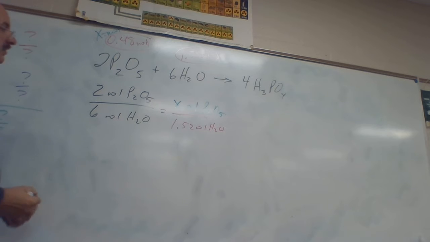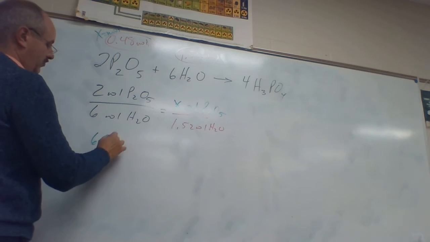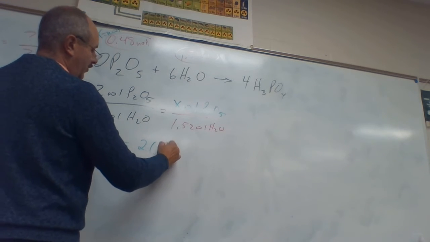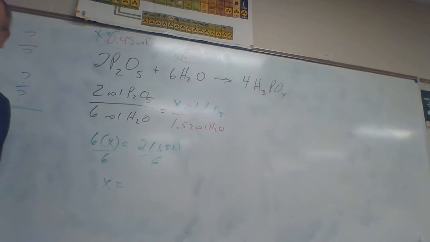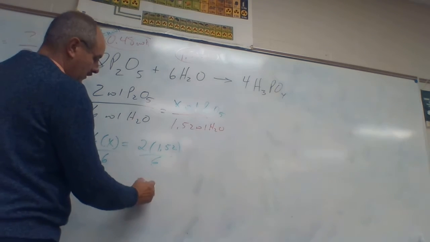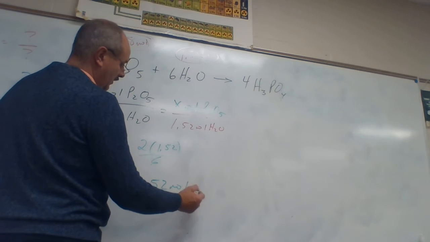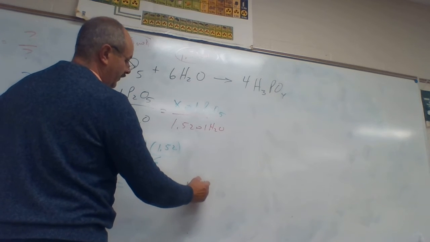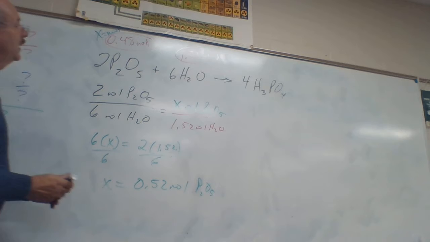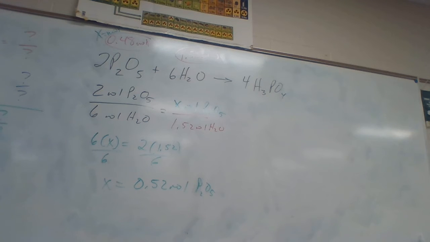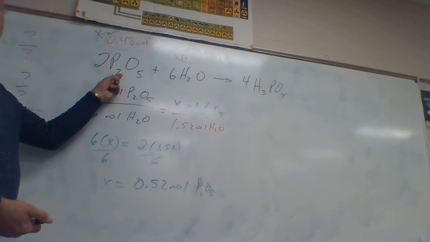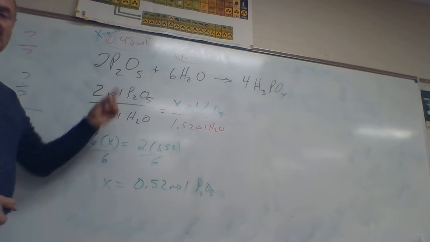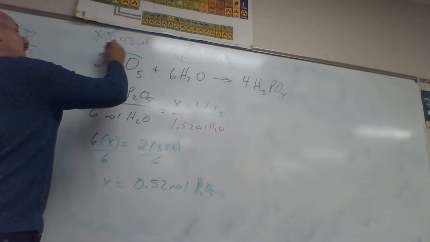All right, so now cross multiply. X times 6 equals 2 times 1.52. Divide by 6, divide by 6. And X equals 0.52 moles of P2O5. Now, do I have 0.52 moles of that? Nope, I don't. Uh-oh, so that means this is my limiting reagent, isn't it? That's going to run out first. So I'm going to circle that.